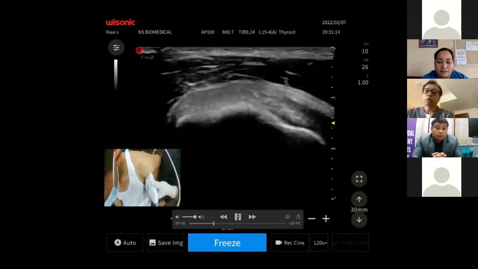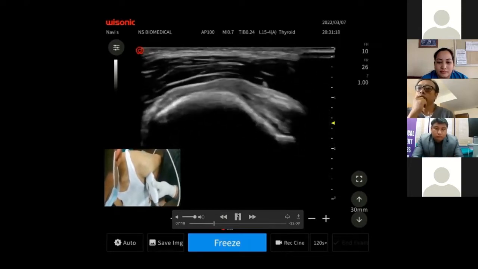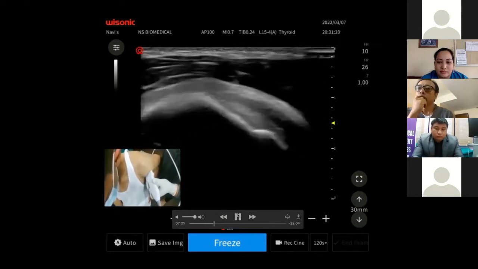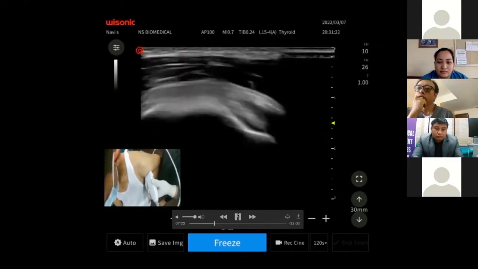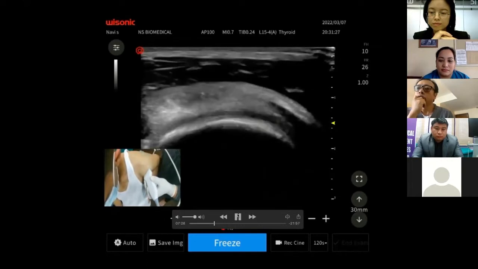Acromion complex. So it appears as a bird's beak appearance. Almost all rotator cuff muscles have a bird beak appearance. This is on the long axis. I scan the whole of the length of the supraspinatus muscle.